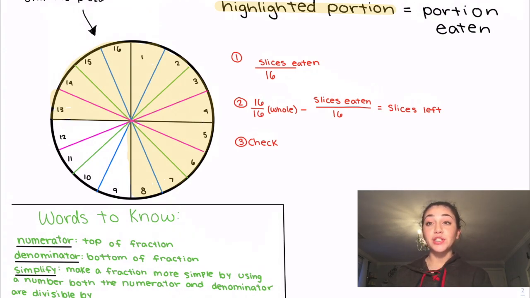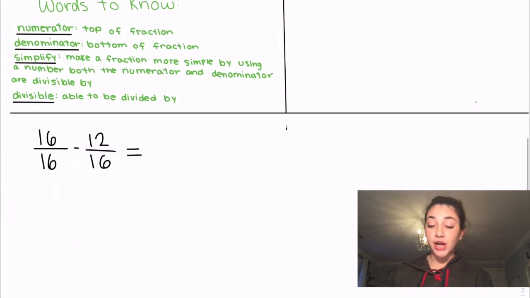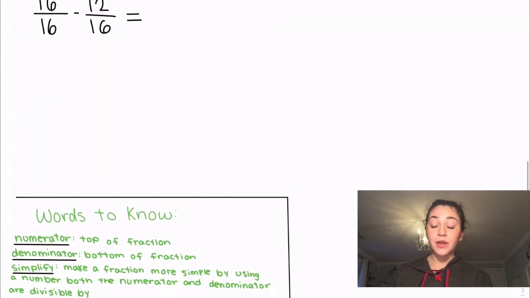So what you're going to do is figure out how many slices you all ate altogether over 16, so 12 over 16, and you are going to subtract that from the whole pizza, which would be all of the slices, which is 16 out of the 16 slices. So we're going to go down and subtract those.